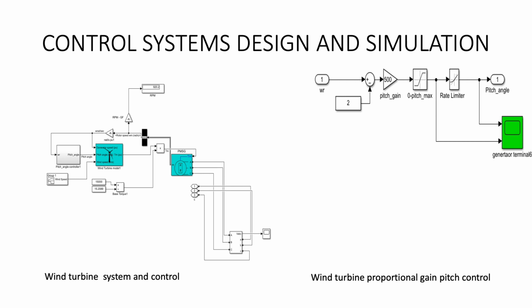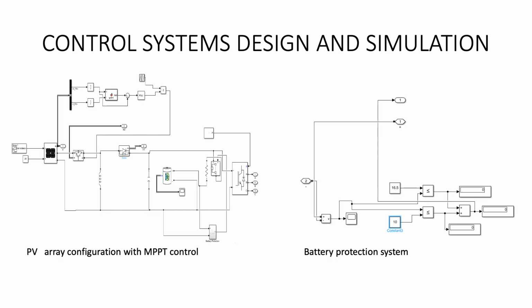The wind turbine will be controlled using pitch controlled proportional gain, which is used to regulate the output voltage. The PV array, which converts solar irradiance into electrical power, is controlled using the maximum power point tracker, the MPPT control, which optimizes its power by regulating the output of the PV array using the incremental conductance approach.